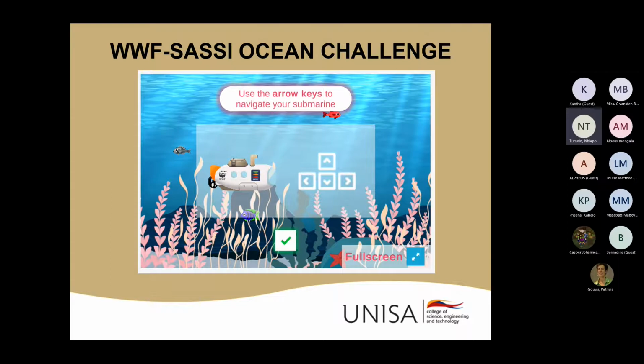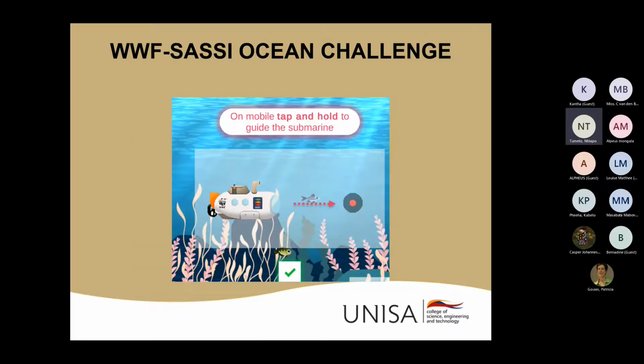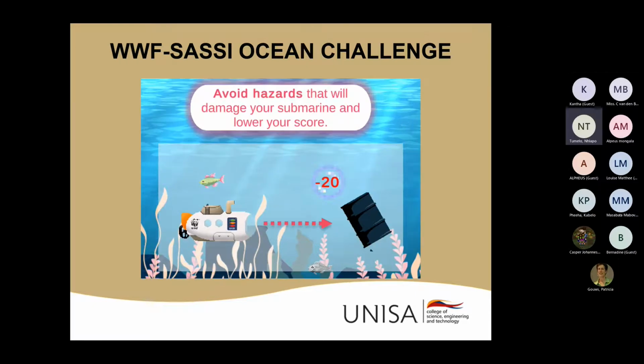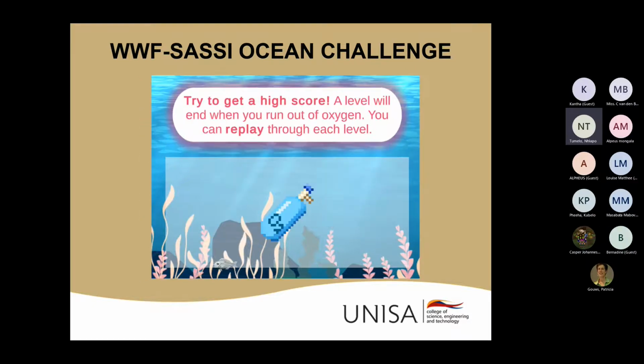So how to play this game? This is a very simple game. You use the arrow keys to navigate your submarine, and on mobile, tap and hold to guide the submarine. Collect points by interacting with fish. Try to get a high score by catching as many fish as possible. You will have to avoid hazards that will damage your submarine and lower your score. Try to get a high score at the end of each level. When you run out of oxygen, you can replay each level.